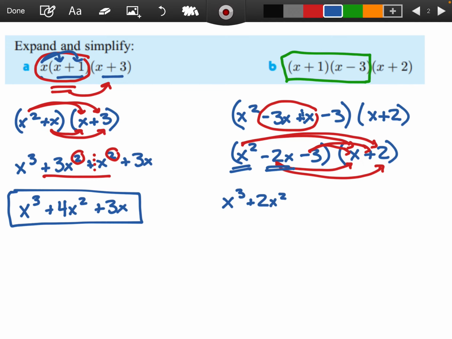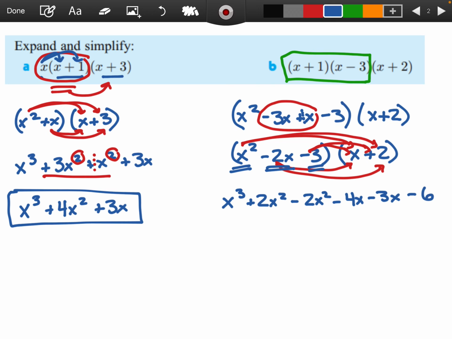Move over to my negative 2x by each term in the second set of brackets. Minus 2x squared minus 4x. Move over to the negative 3. So negative 3 times x, negative 3x, negative 3 times 2, negative 6.